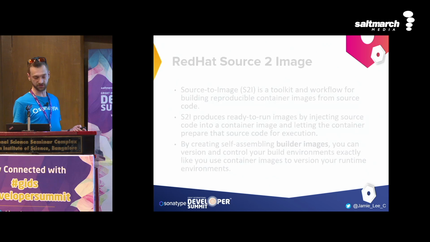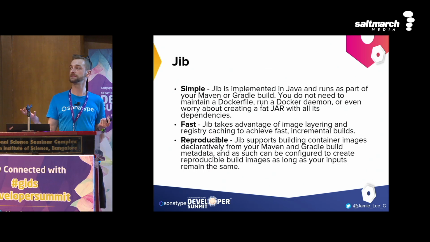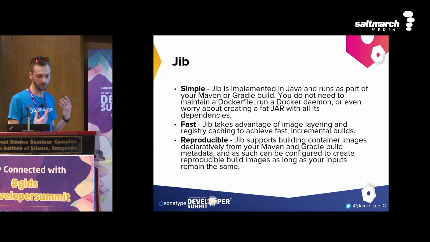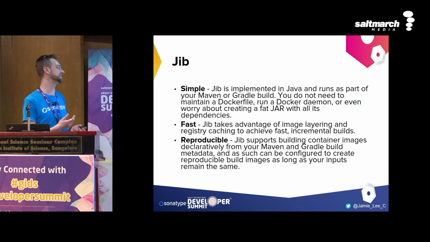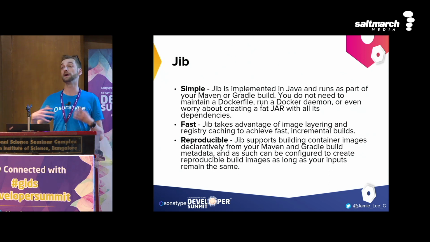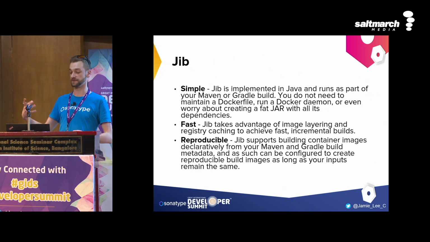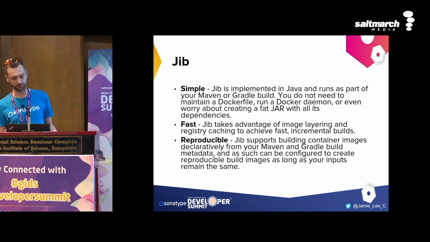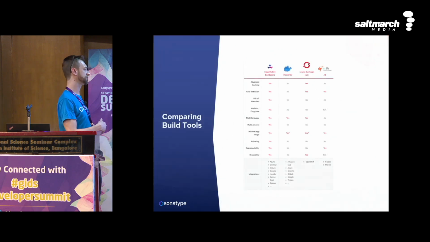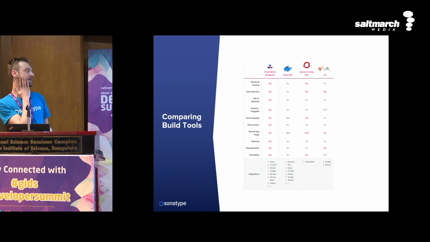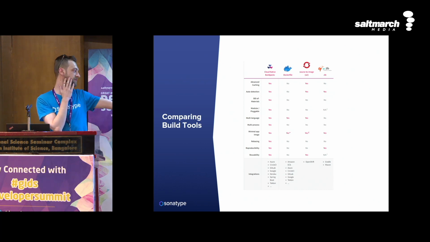So then we move on to Jib. Anyone heard of Jib? Yeah, a few of you, cool. Jib is quite simple, it's nice. It's implemented in Java and runs as part of your Maven or Gradle build. It's very, very fast and takes advantage of image layering and, again, being reproducible. You can find this online. I think this was on the Cloud Native Buildpacks website, but it does go through some of the functionality that each tool offers you.